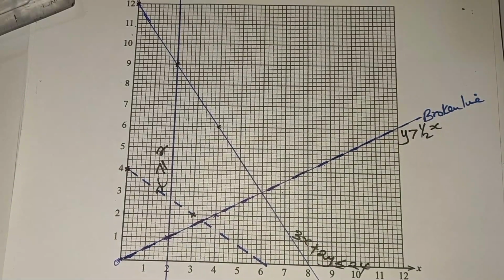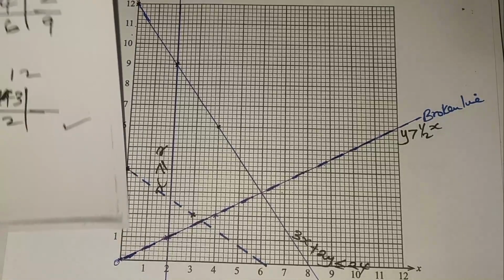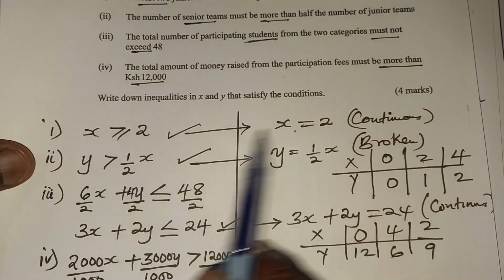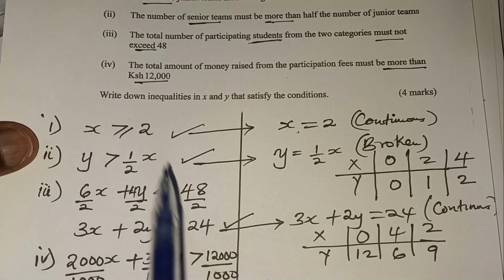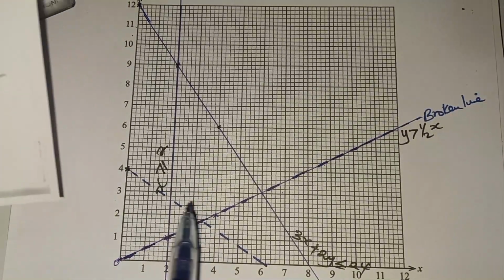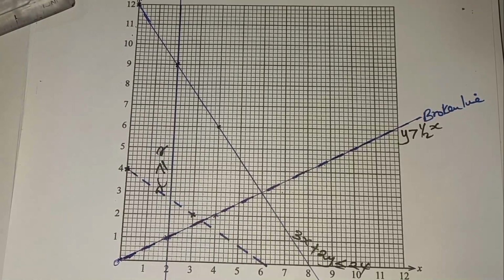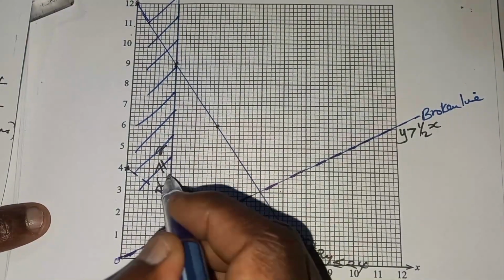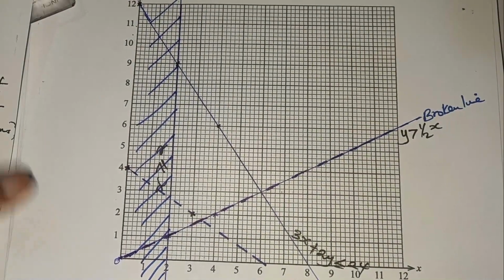So now we've drawn all the lines. The only thing remaining is to shade the unwanted side. We begin with the first one, x is greater than or equal to 2. If x is greater, the greater side is to the right. So the unwanted side, which is the left side, is what we're going to shade, because the right side is the required side.